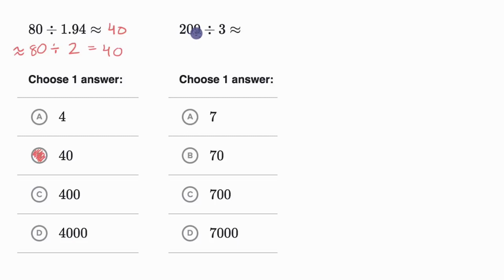Well, you might immediately recognize that if you think about multiples of 3, 3 times 6 is 18, 3 times 7 is 21. Well, this is close to 210. So this is approximately equal to 210 divided by 3.